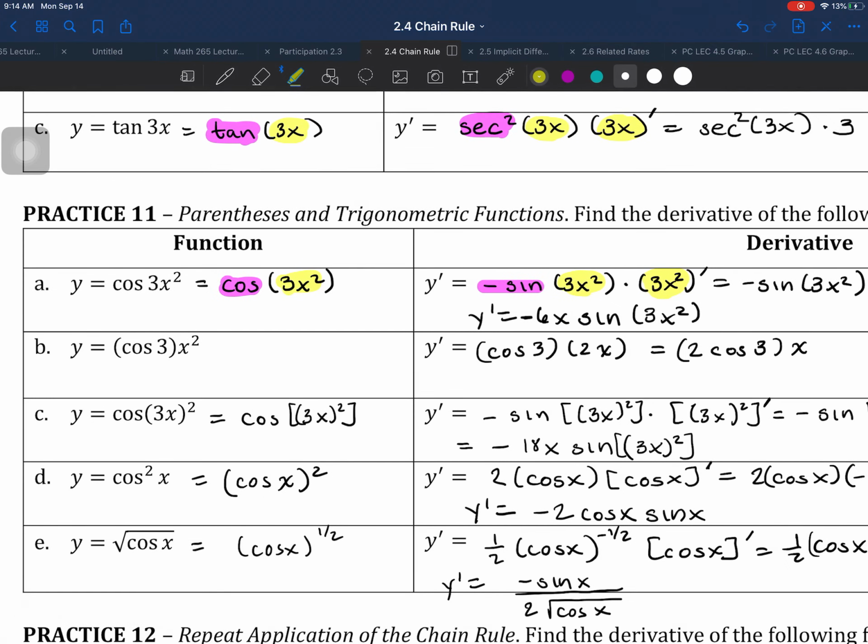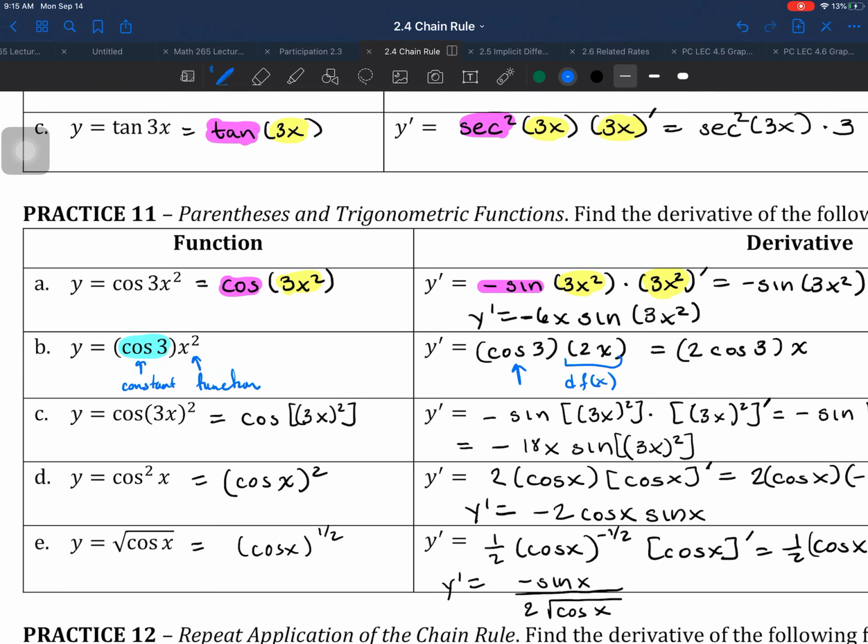What about this one? Well, in this example, it's kind of neat because, because of the parentheses, this actually is a constant. The x squared is not inside this cosine, so therefore this is a constant and a function. So we use just the constant function rule, which means leave the constant as it is and then multiply by the derivative of the function.